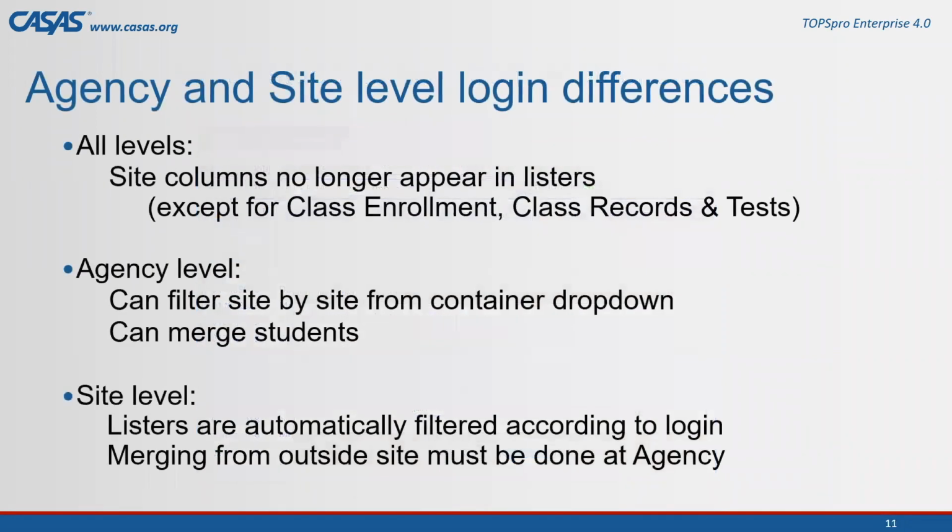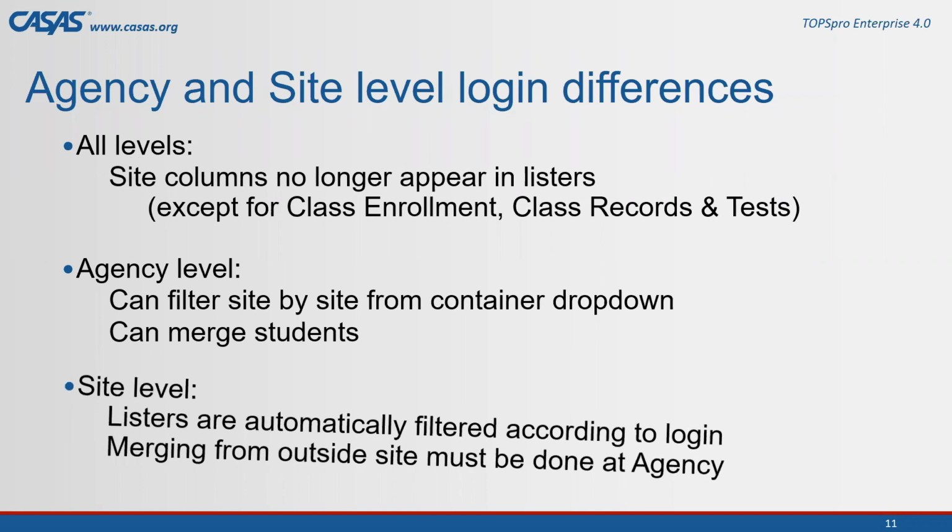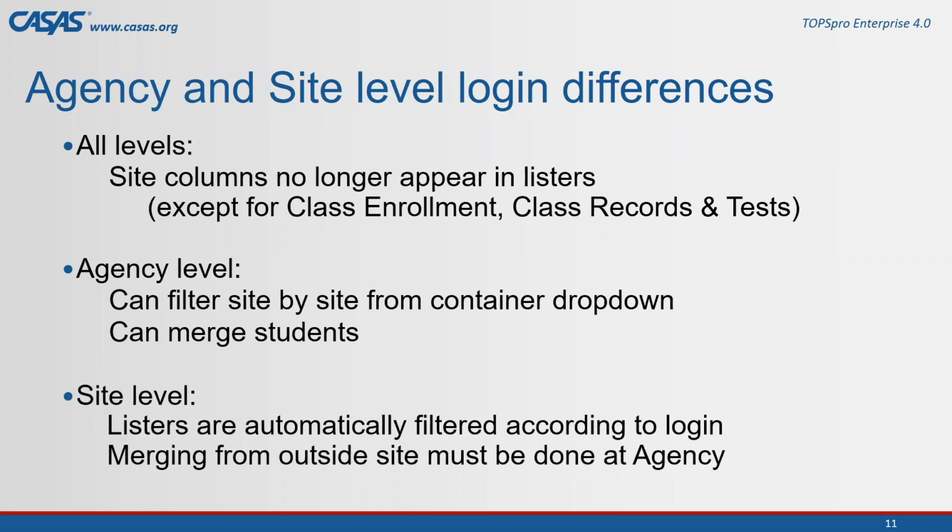The last thing to mention in regard to workflow changes is that there are slight differences between logging in at the agency and site level. These changes are intuitive once you realize that demographics are at the agency level. So for example, when you log in at a particular site, your listers will automatically be filtered to show students enrolled at your site only. Whereas, if you log in at the agency level, you have access to students at all sites. What is different for agency level is that you'll now filter using the container drop-down list instead of filtering the site column. We'll show this in our demonstration.